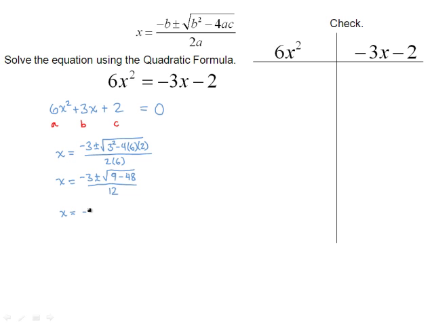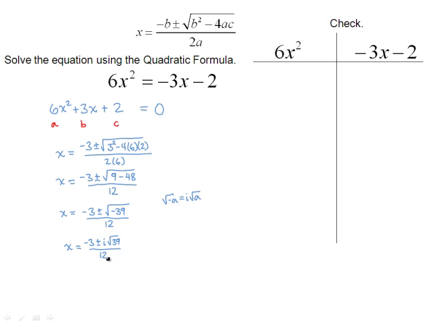And so from there we would have negative 3 plus or minus the square root of negative 39 all over 12. And we know that the square root of negative a is i times the square root of a. So we would have x equals negative 3 plus or minus i times the square root of 39 divided by 12.